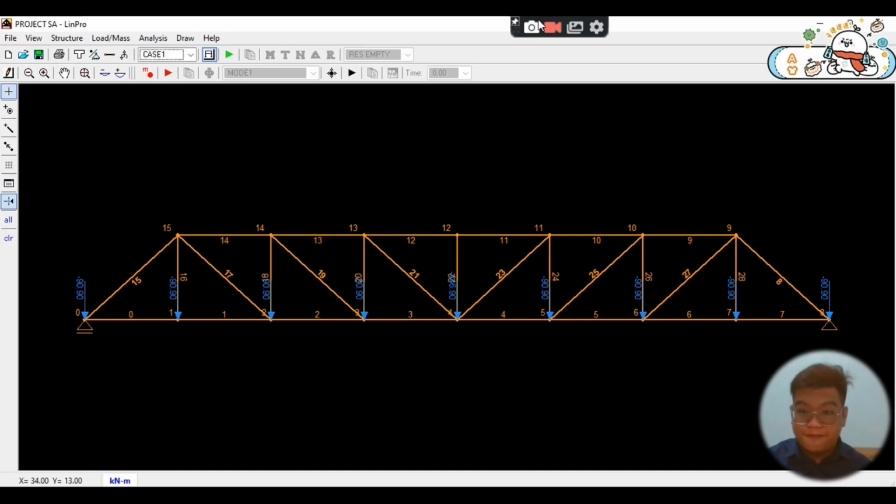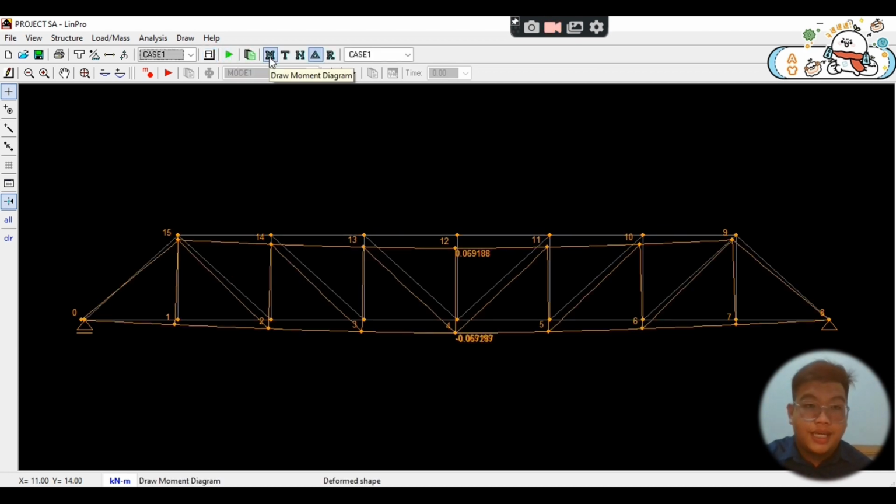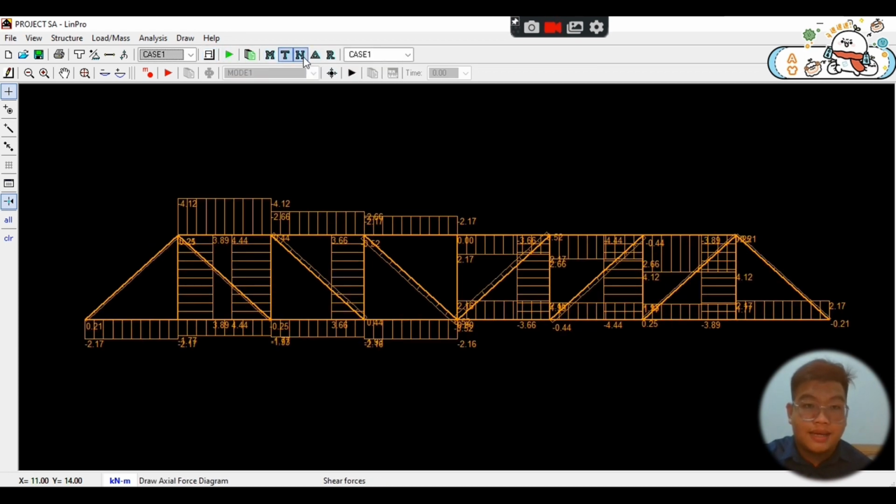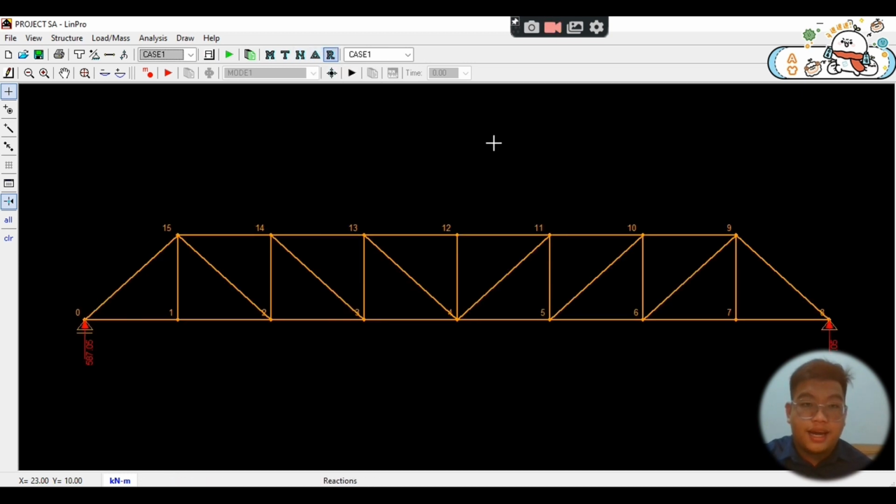Okay, so here is the interface for LINPRO software. We can click the Run Static Analysis button here to generate the results. We can see the moment diagram, shear force diagram, deflection line, and reaction. So we collect all the data in the report as shown here.